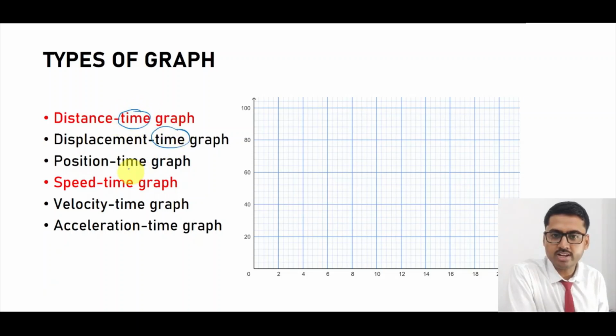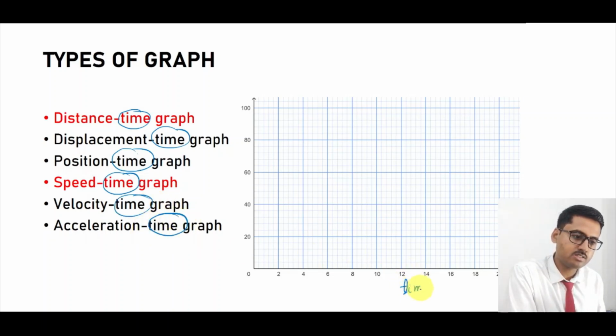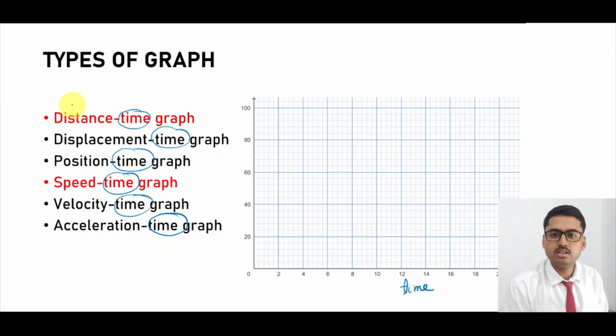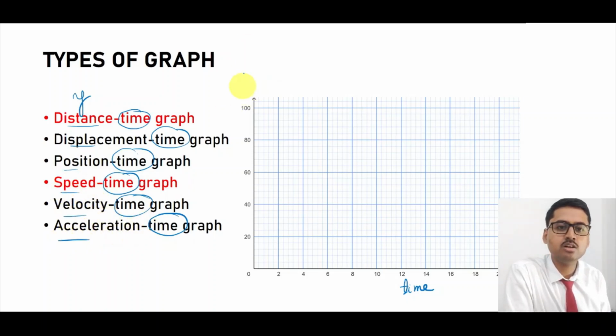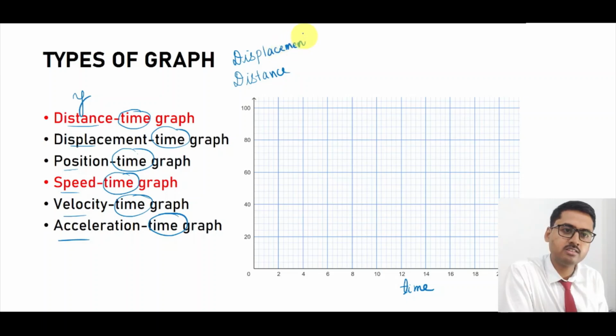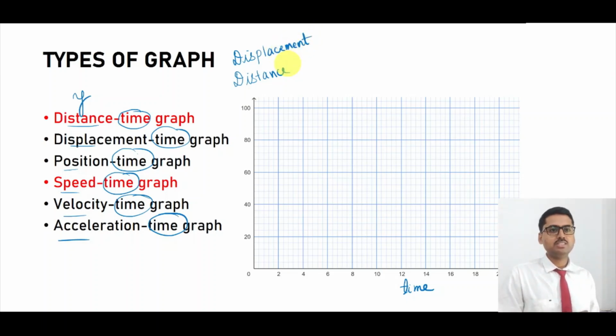common in all, right? So we are plotting all these against time. So we are going to take time in the x-axis, and we will take these distance or displacement, position, speed, velocity or acceleration in the y-axis. So if I write over here distance, then this graph will be called as distance time graph. If I write over here in the y-axis displacement, then this graph will be called as displacement time graph.